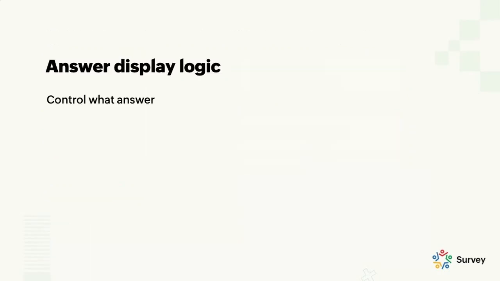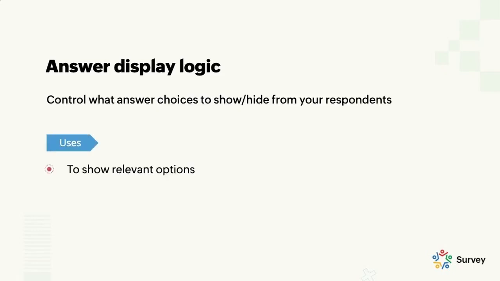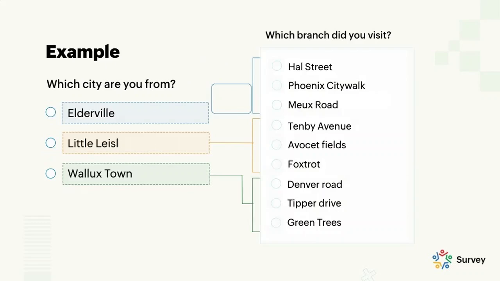Next is answer display logic. So this helps you choose what answer choices are to be shown based on what they choose in the previous question. So it's used to show relevant options to your respondents. Again, example. So let's say Coffee and Mugs has two questions. The first question is asking them which city they are from. And the next question is which branch they visited. And since Coffee and Mugs has multiple branches within the same city, they'll list everything down here.